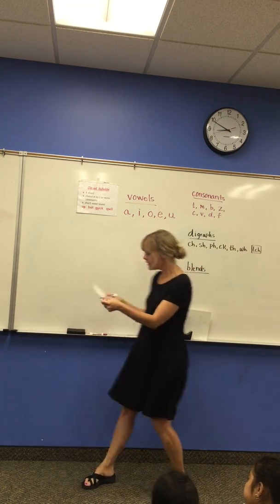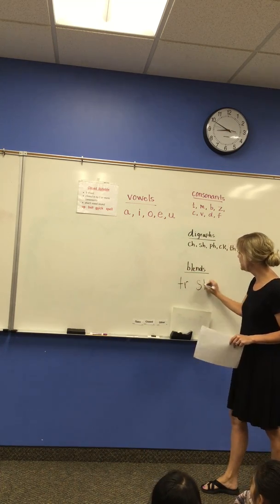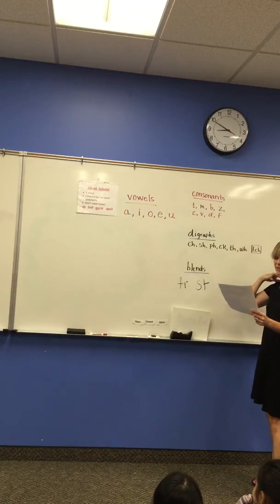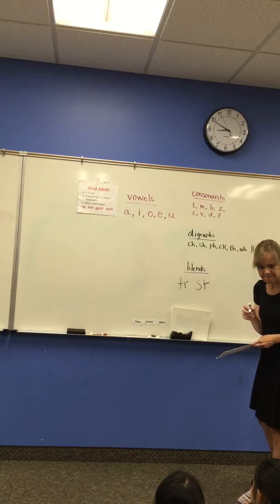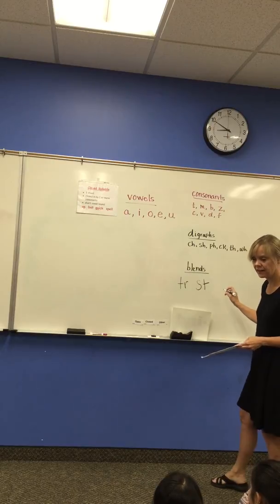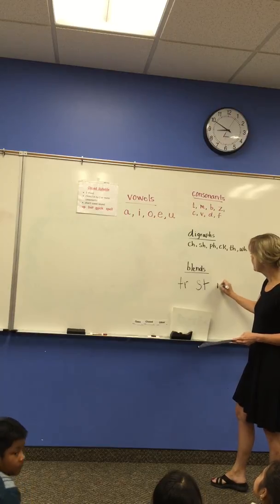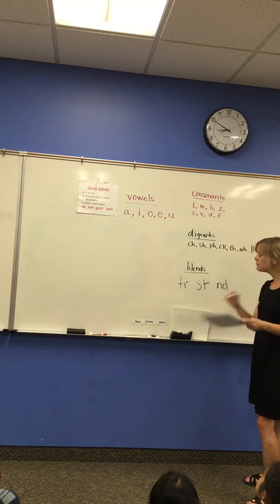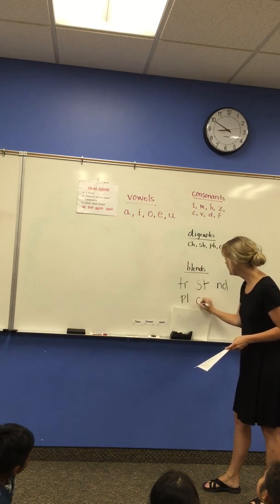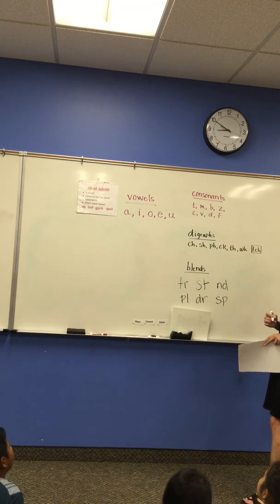Okay. So let's name some other blends. We saw that TR was a blend, ST. What are some other blends? Two letters that go together. What other blends do you know? You're on the right track. And D. So blends can only be consonants. And D is another blend. PL, DR, SP. Those are some other examples of blends.